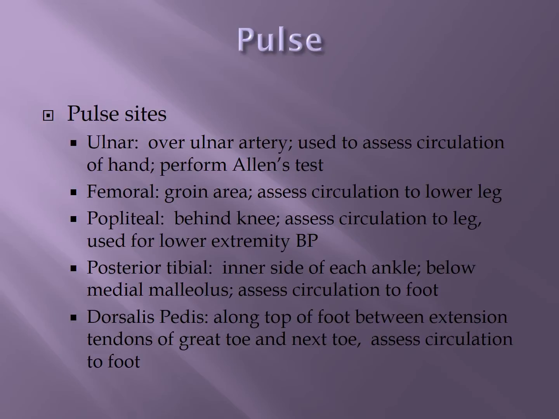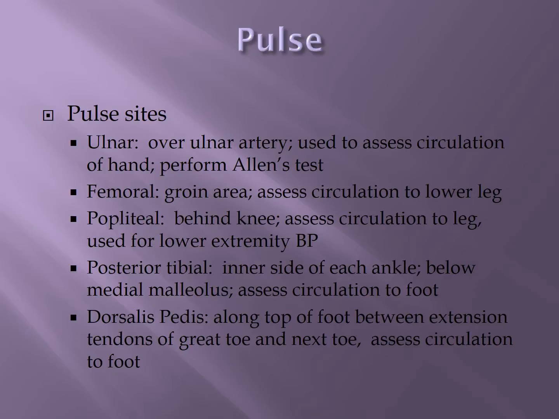Ulnar. The ulnar artery is one that we don't use very often. However, if a patient is going to have arterial blood gases drawn, because that needle is going into the radial artery, they want to make sure that that ulnar artery is getting blood through it. So you will see them use it, and this is called an Allen's test when they're palpating for the ulnar artery. The femoral artery is in the groin area.